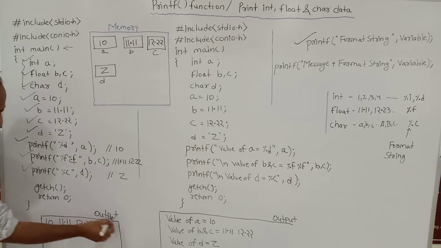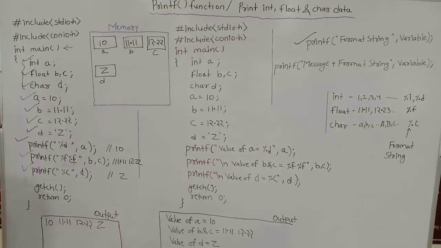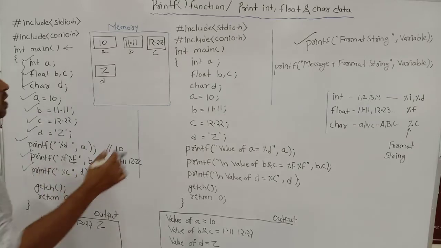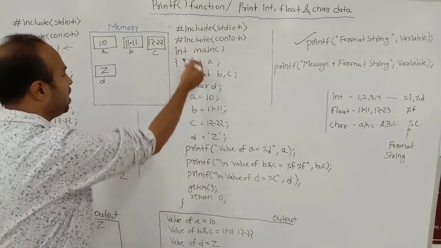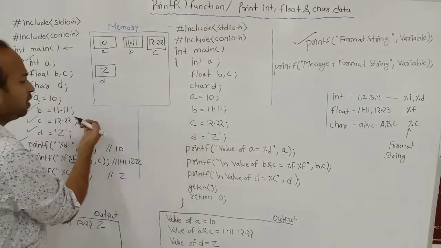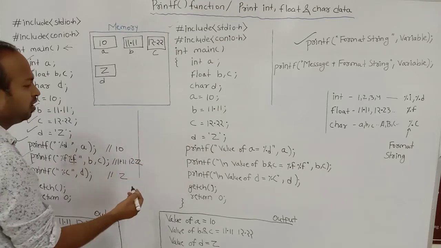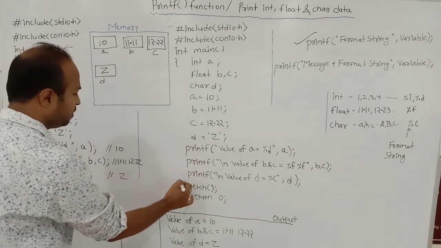So our final output will be this. And one more point: we have written %c one time because we want to print only one character data. And the next program is here. This program is the same as the previous program. Both programs are similar. Only the way of printing is different.